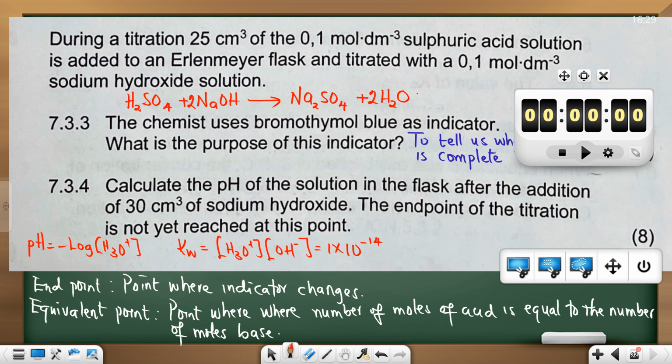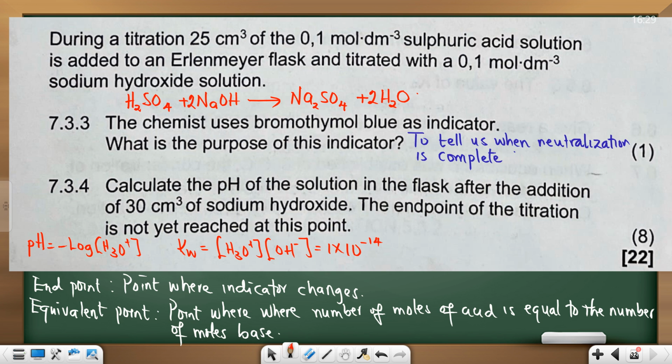All right, my beautiful learners. Let me take you through these 8 marks. And please, I'm going to be very slow. I want you to listen to the process. Is that okay? I'll take it very slowly just for you to be able to understand. During the titration, 25 cm³ of 0.1 mol/dm³ sulfuric acid solution is added to an Erlenmeyer flask and titrated with sodium hydroxide. Now, the first thing here, the examiner is expecting you to be able to write that equation. How did I get that equation? I need to show you.